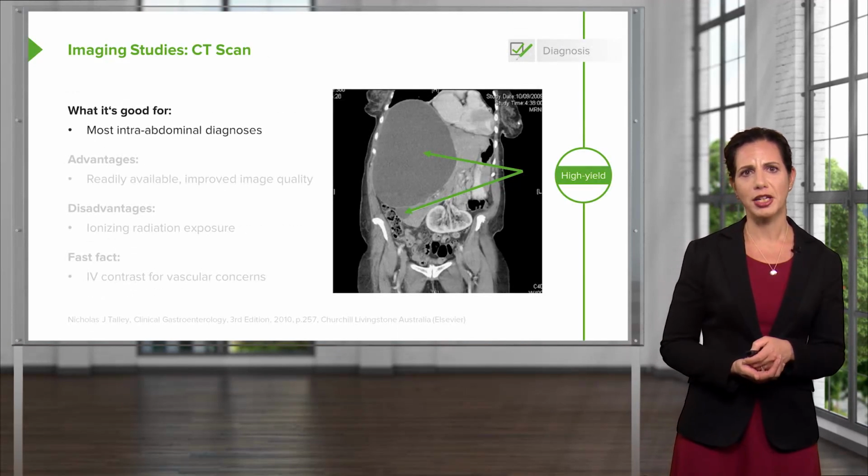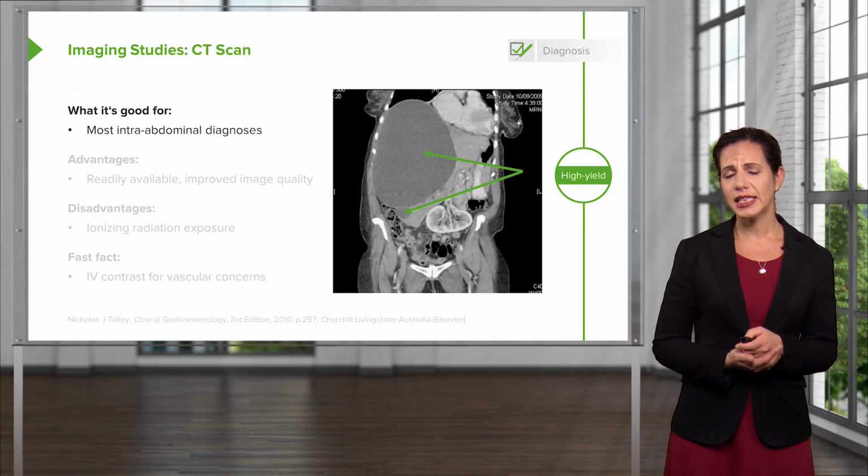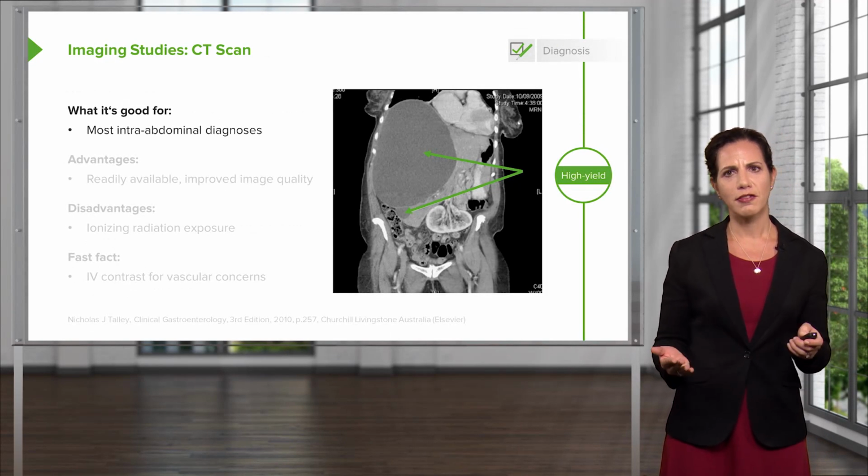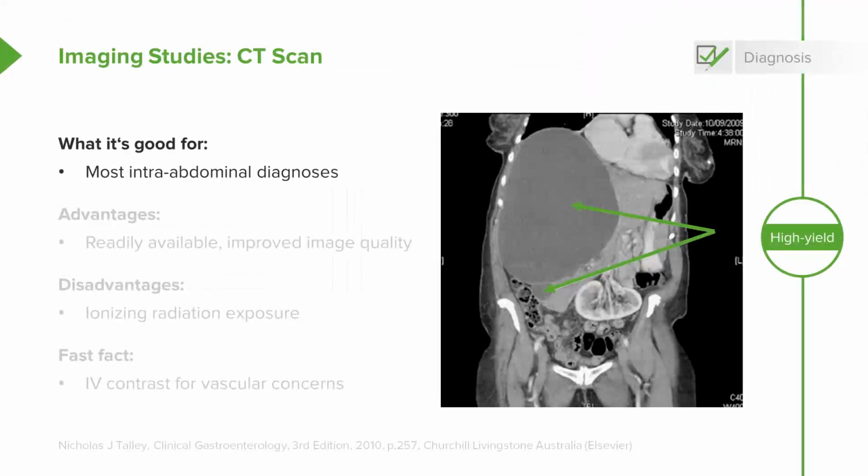The last imaging modality is CT scan. CT scan is the thing that's used very commonly when looking for abdominal pain issues. What it's good for is mostly intra-abdominal diagnoses. So this is good for looking for appendicitis. It's good at looking for any kind of bowel obstruction. It's good at looking for any kind of infection or abscess in the abdomen. The advantages here are that it's generally readily available, and the image quality is oftentimes great. You're able to see lots of different stuff, and you're able to evaluate for lots of different conditions.